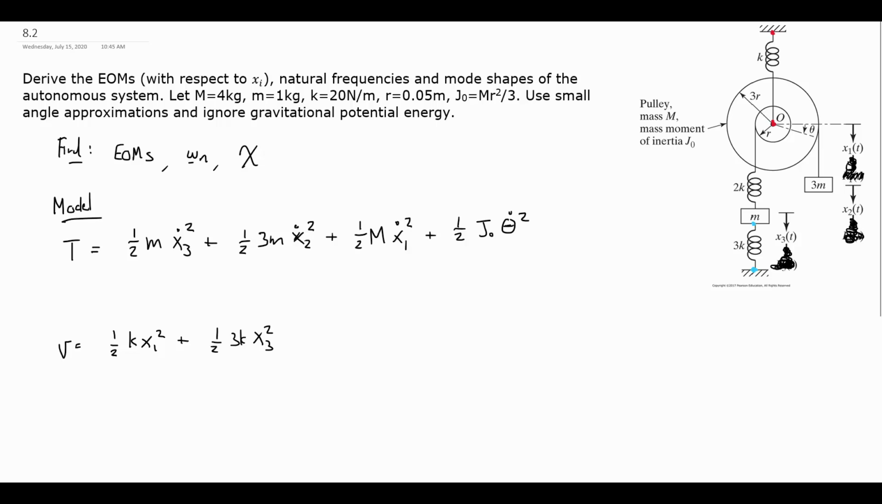And finally, we have the 2K spring. This definitely is going to get a little more complicated than the other 2 springs here. So we'll have a 1/2 times a 2K times. Now again, we have to consider, in this case, what degree of freedom, positive or negative, is going to cause 2K to go into tension. So if we account for tension at the bottom and at the top, this will give us the correct quantity inside to find the net deformation of the spring.